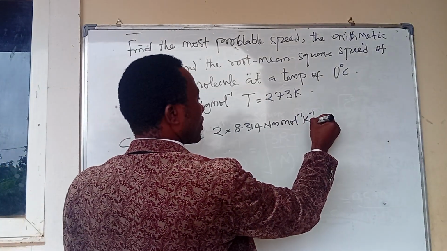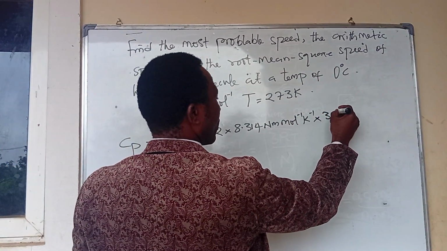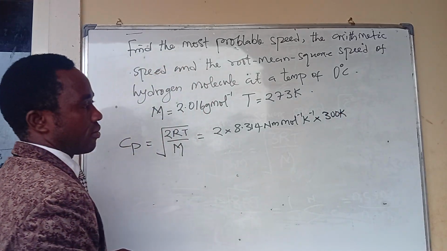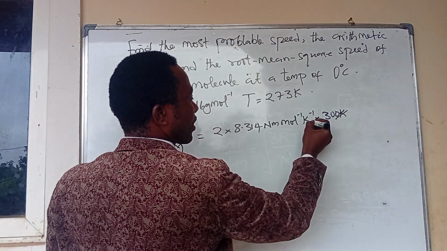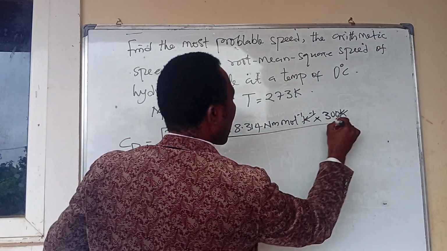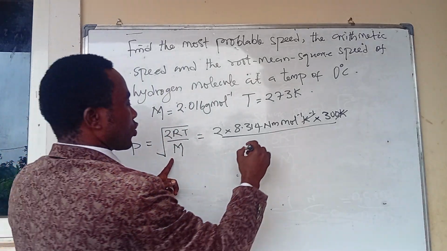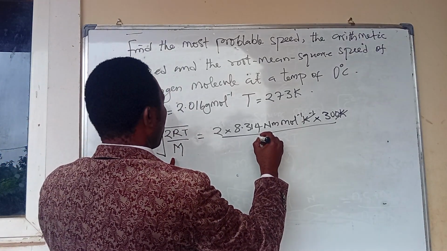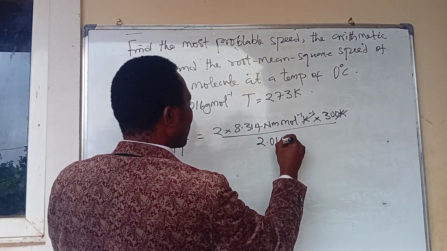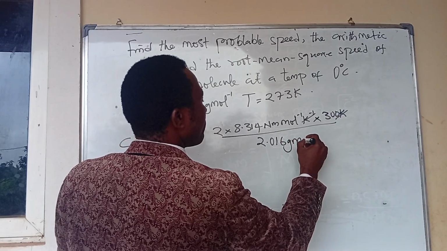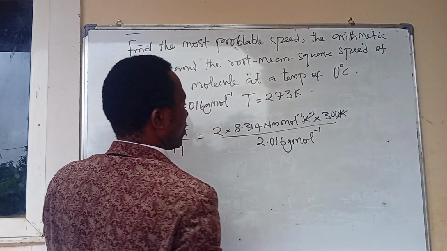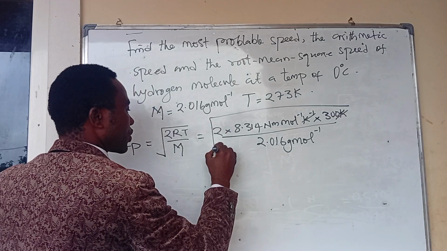Then multiply by the what? The temperature, which is 300 what? Kelvin. So this Kelvin here can cancel this Kelvin here. So we have divided by the molar mass, which is what? Which is 2.016 gram per mole. We are taking the square root.